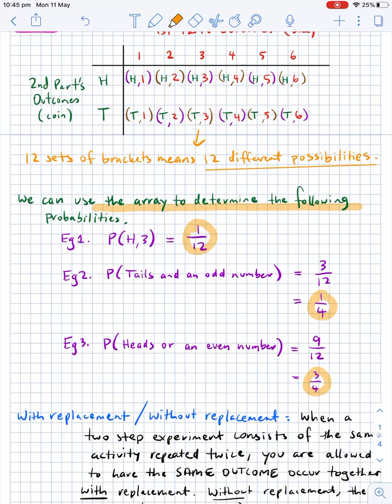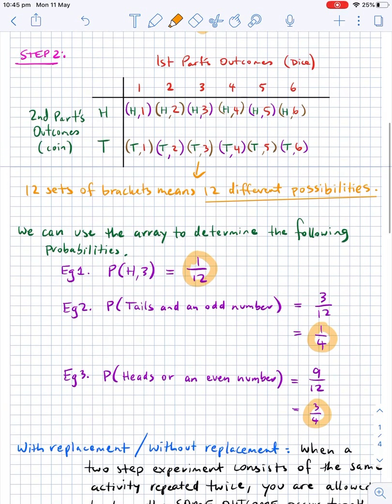So we can use this array to determine the following probabilities. This is all about making probability finding as easy as possible. So what's the probability of getting a heads and a 3? So I can see heads and a 3 right here. That's literally just one different possibility. There's only one heads and a 3. There's no others. So there's only one of those out of a total possible 12 different things. So therefore your denominator is going to be a 12. So your answer is going to be 1/12.